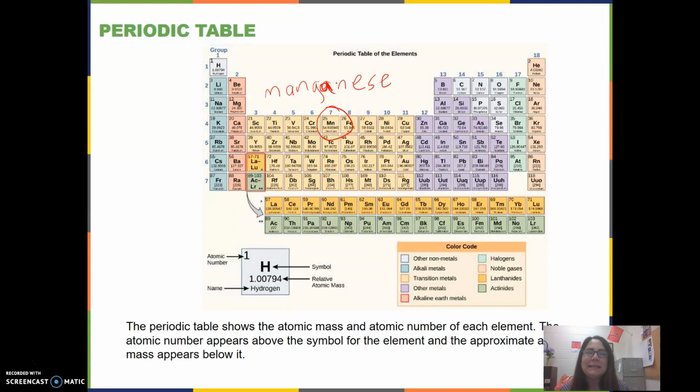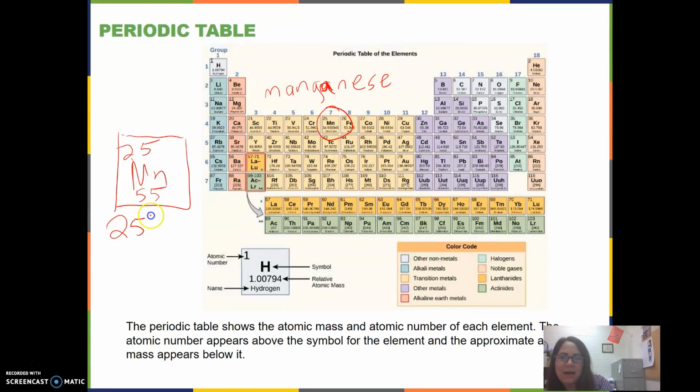So manganese has, I know it's small, so I'll try to write it a little bit bigger for you. Symbol is capital M, lowercase n, and it's got an atomic number of 25. And then if you round the atomic mass, you can get the mass number. The atomic mass is 54.9 something, so that would round to 55. So we could use this information to calculate the number of protons.